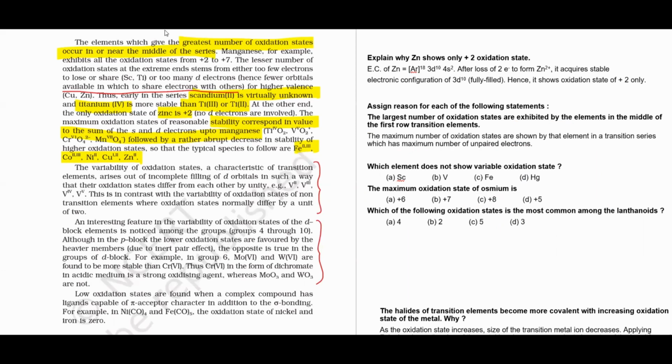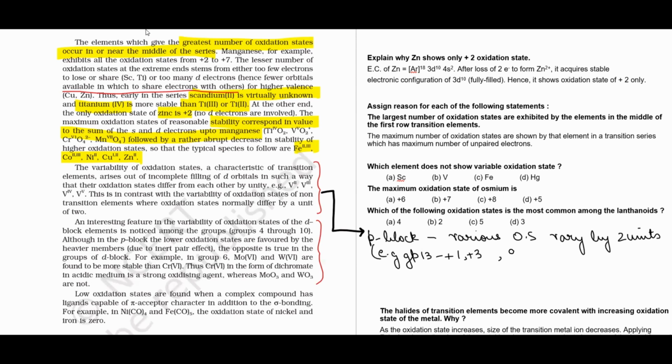Which of the following states is most common amongst the lanthanoids? +3. Then the next important question that you need to understand from here is the difference between oxidation states of p block and d block. For p block elements, common oxidation states vary by 2 units, such as for group 13, the oxidation states are +1 and +3. For group 14, the oxidation states are +2 and +4. Whereas for d block, the oxidation states generally vary by 1 unit.